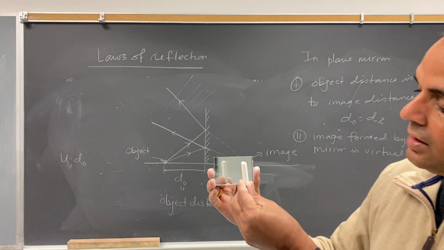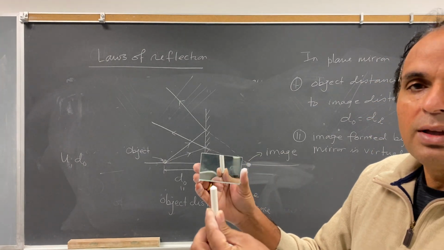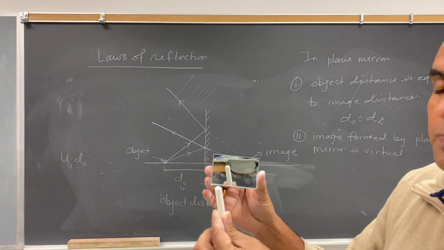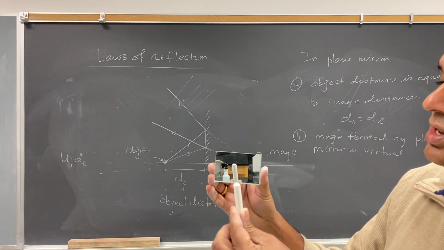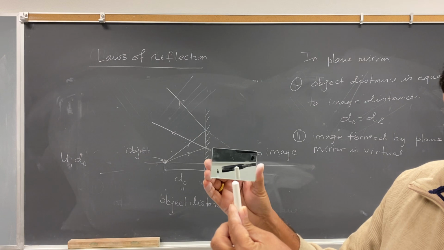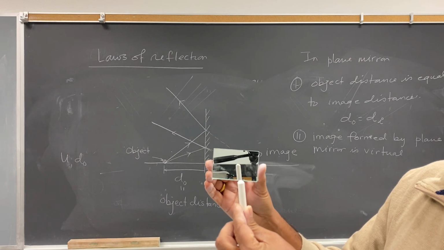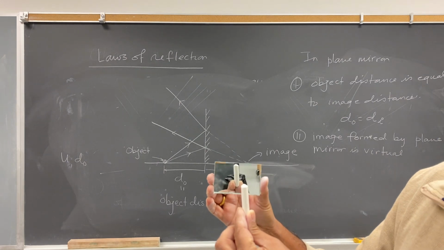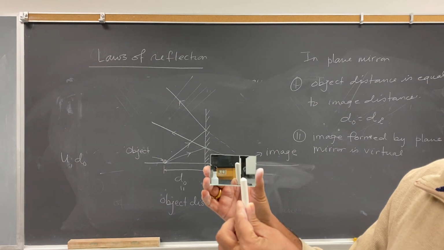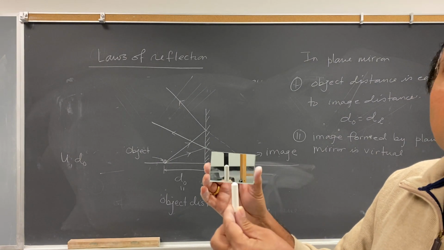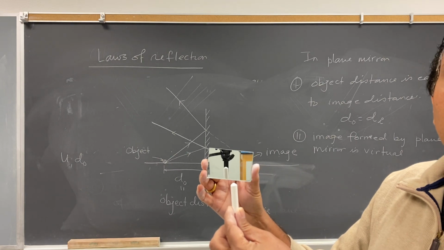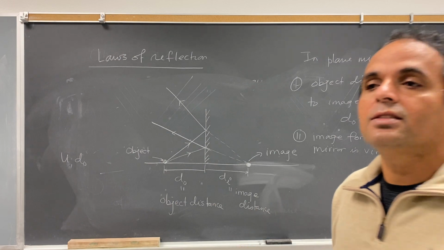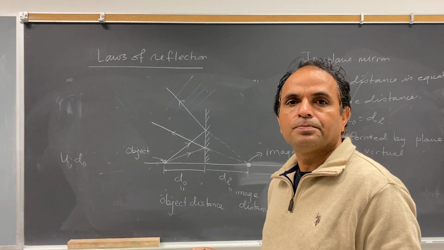Why? Look at this. You can see I have a chalk, and you can see the image of the chalk. But how do you keep the film there? Look, it is behind the mirror. It is virtual. You can see that, but you cannot keep the film there behind the mirror. We cannot obtain that image on the screen. So the image formed by a plane mirror is the virtual image.